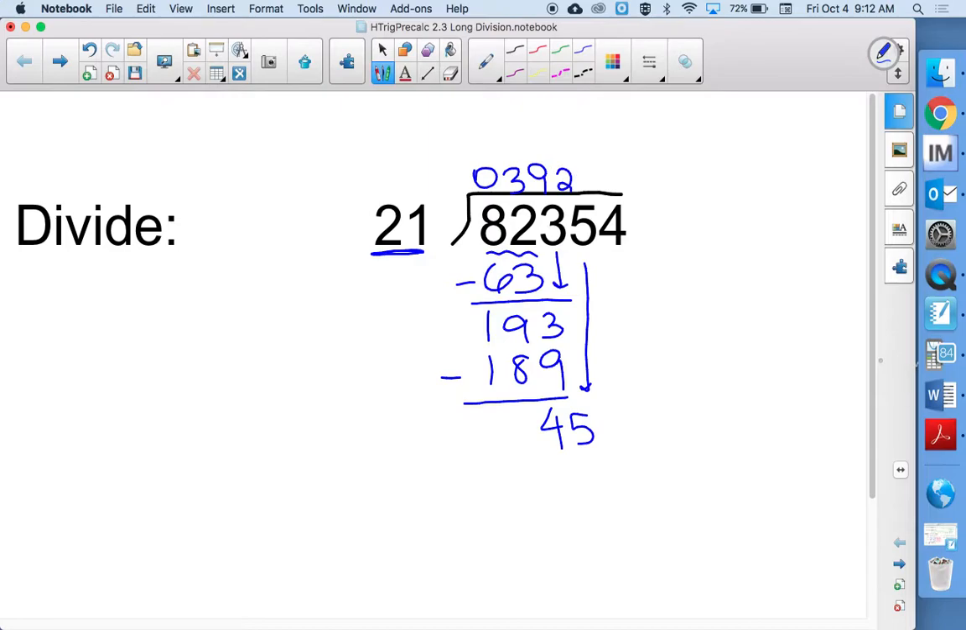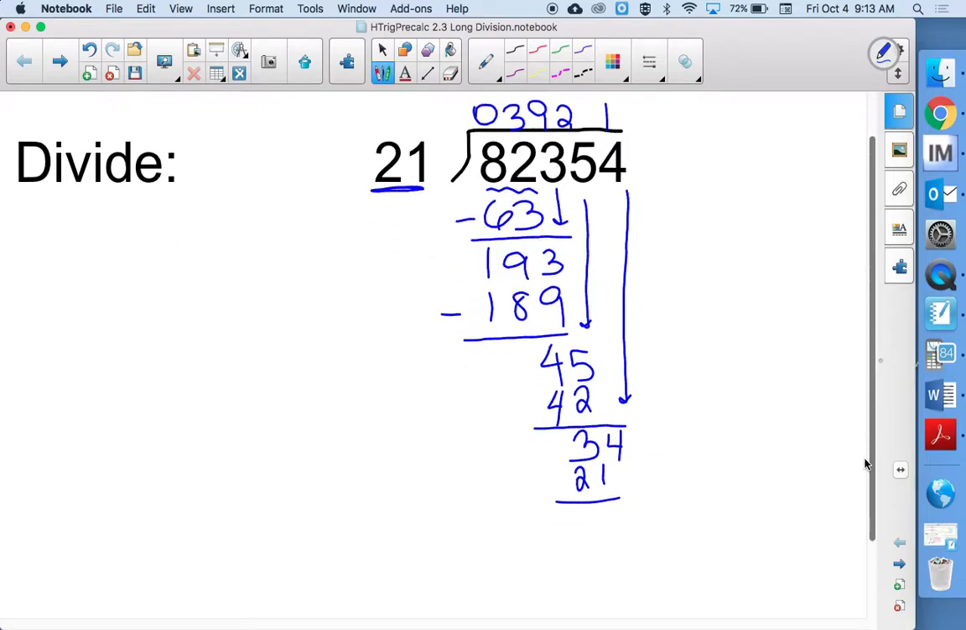So I'll place a 2 up there, multiplying, and then subtracting. I would bring down the 4. And I have to do this one more time, pretty much until we run out of numbers. So 21 goes into 34 one time. And when you subtract, you get 13.